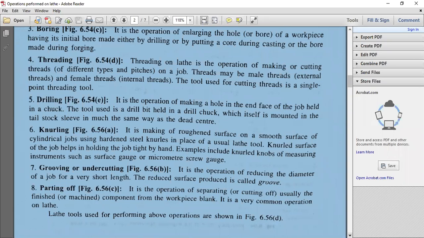Okay. So those are the lathe tools used for performing the above operations. It is a very common operation of a lathe: separating or cutting off the finished component from the workpiece blank, because the finished component is separated from the workpiece blank.